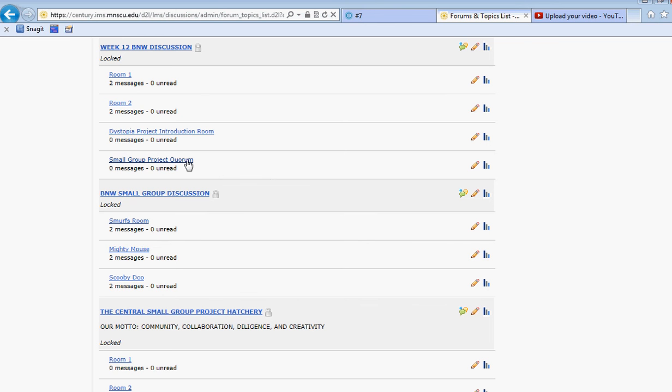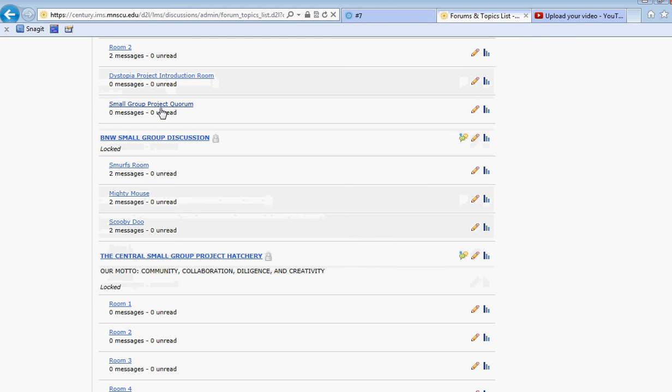Either way, it's the same site, or it's the same room. So this is where you're going to go to find a partner, or tell me if you're going to work by yourself or with a partner or something like that. So small group project quorum is where you're going to go to tell me if you're going to work with someone or not, or find out from other people if you're going to work with them.